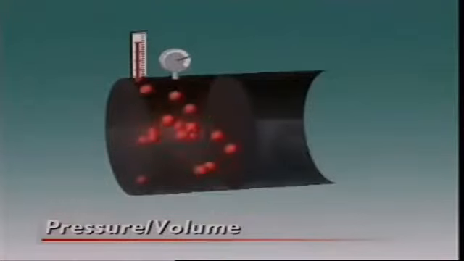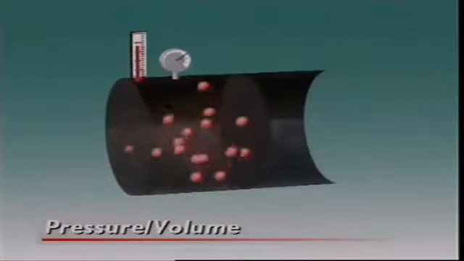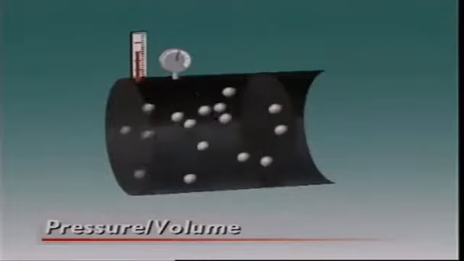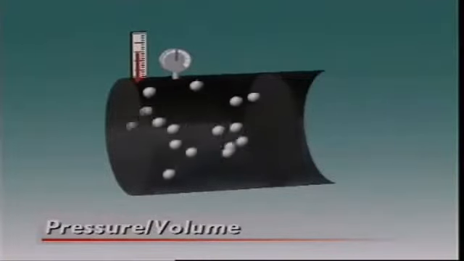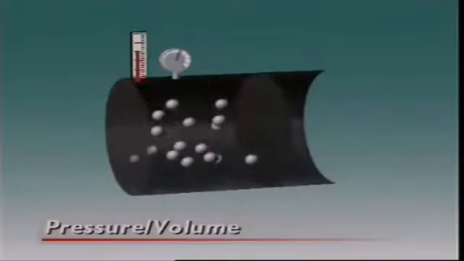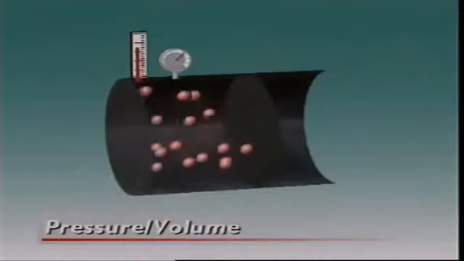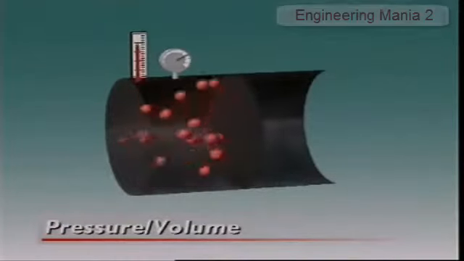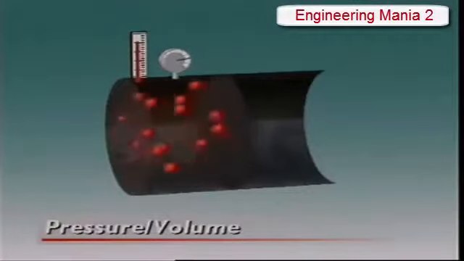When the plunger is pulled out, the volume occupied by the gas grows larger and the pressure drops. Larger volume, smaller pressure. Smaller volume, higher pressure. Pressure and volume are in what is called an inverse relation. As one rises, the other falls.